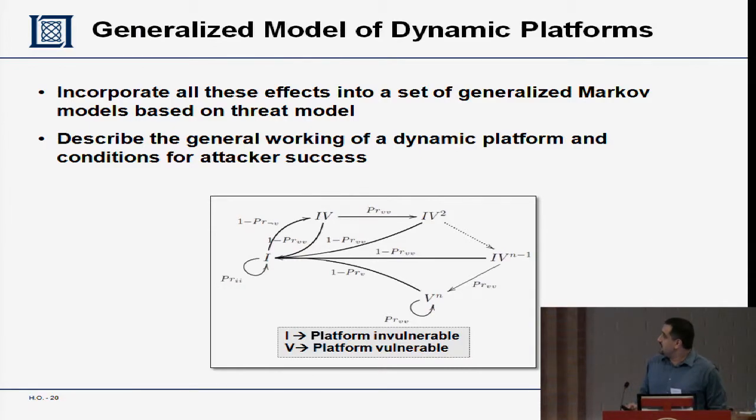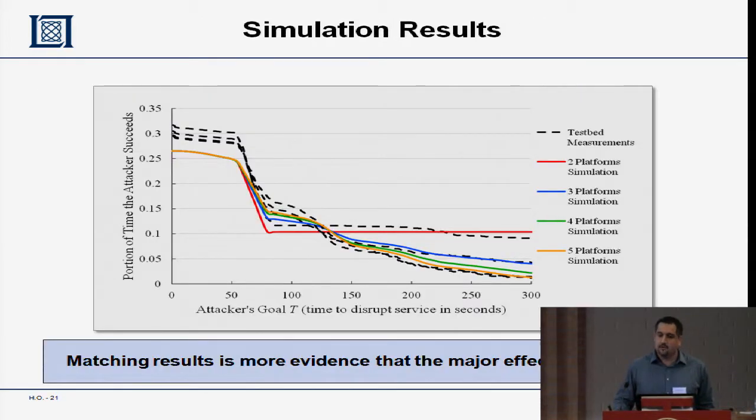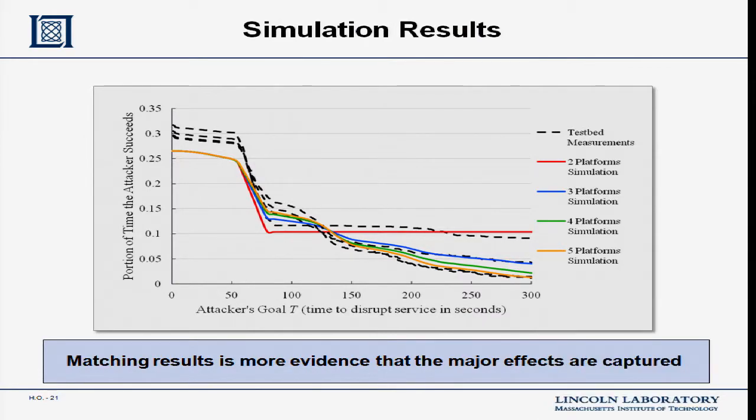But by simulating that generalized model, here are the results that we get. As you can see, the colored lines are the simulation, and the dotted lines are the testbed results that I've repeated here. And they match fairly closely. So that assures us that we have at least explained the major effects that are going on. Maybe we have missed some minor effect or minor side effect, but we have captured the main effects. And there are also 2 insights that we can observe, both from the simulation results and from the testbed experiments.